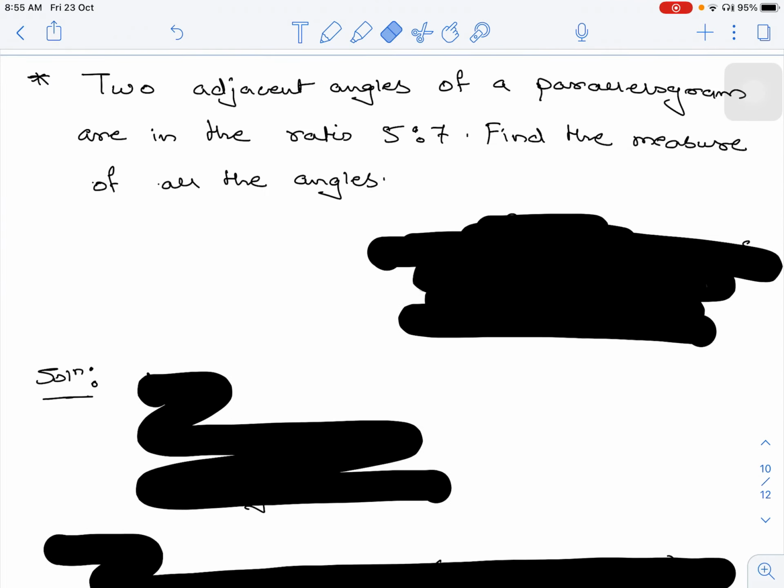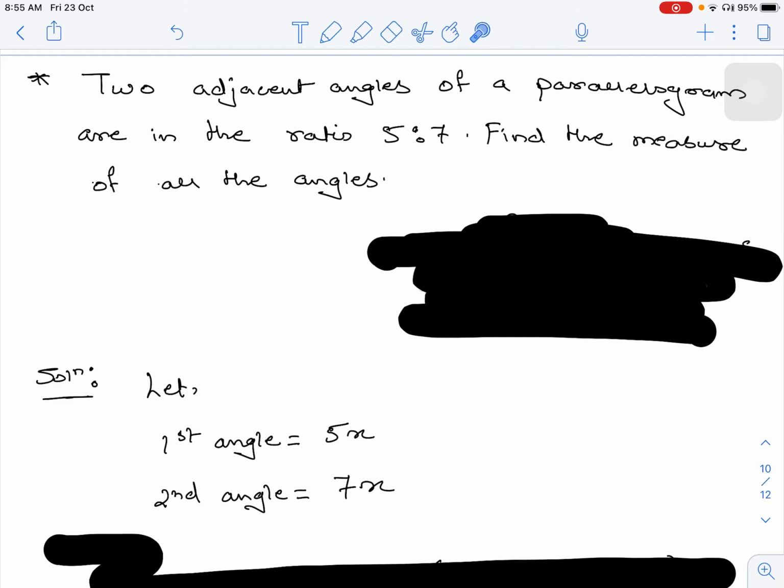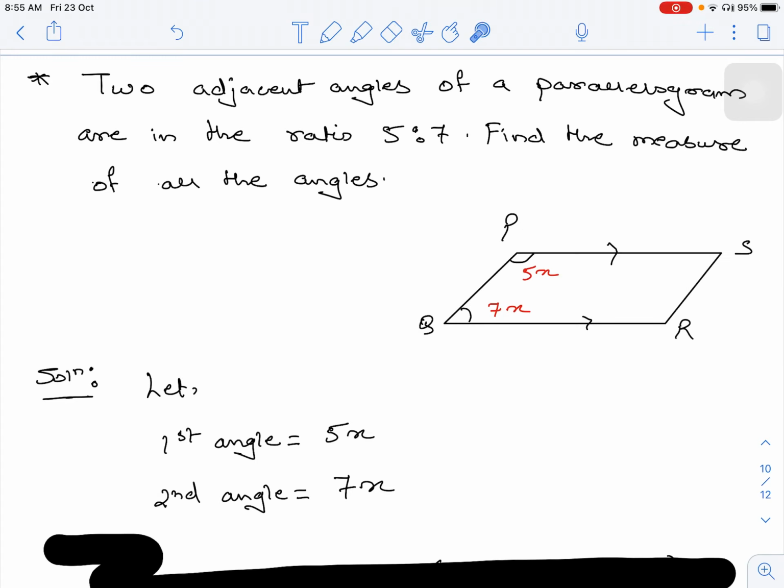Now let us solve another example. Here it is given that two adjacent angles of a parallelogram are in the ratio 5:7. Adjacent means neighboring. We have to find the measure of all the angles. Again same condition. Let us consider first angle as 5x, second angle as 7x. Let us consider that this PQRS is the required parallelogram. If this angle is 5x, this we can write as 7x because these both are adjacent.